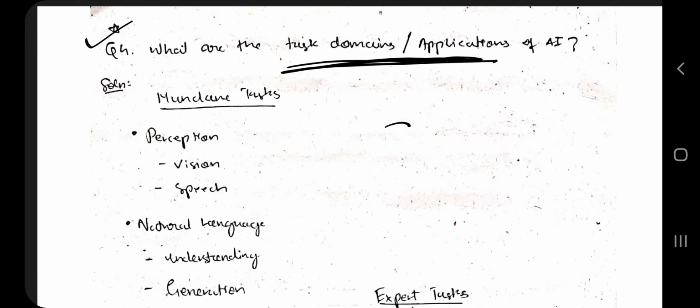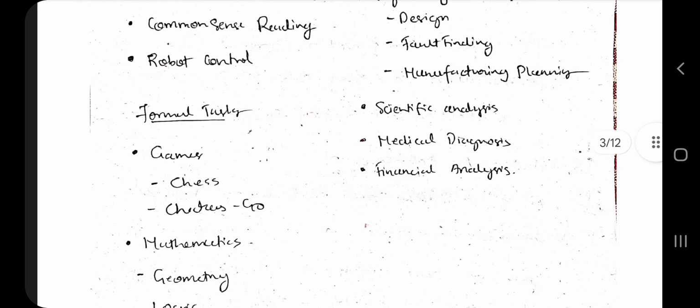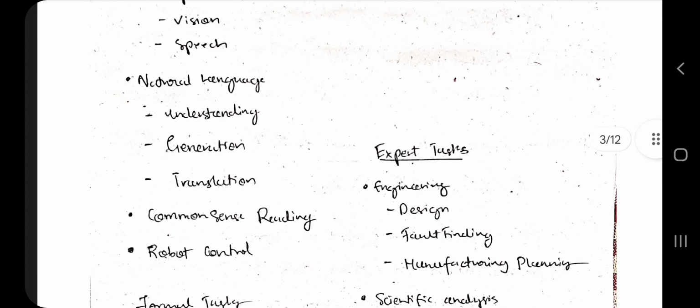All you have to remember is how many columns? Three columns. Okay. All you have to remember is three columns. There are how many task domains? If someone asks, you have to say there are three task domains. Okay, three task domains of AI. The first is the mundane tasks, the second is the formal tasks, and the third is the expert tasks.